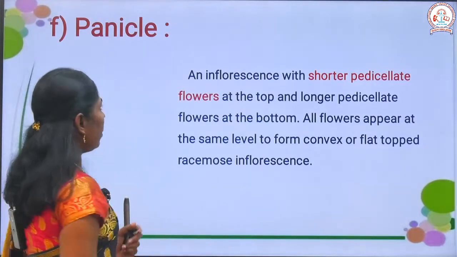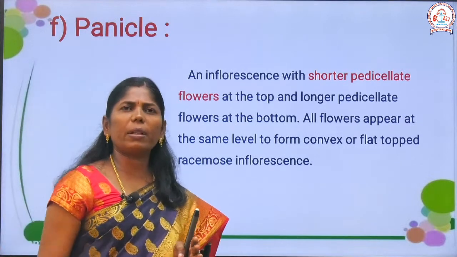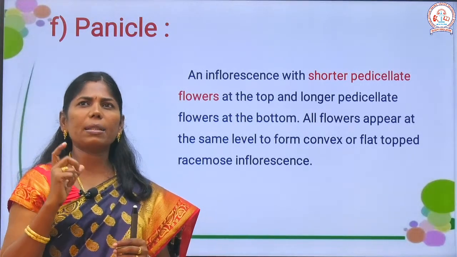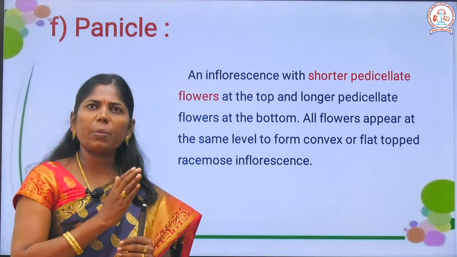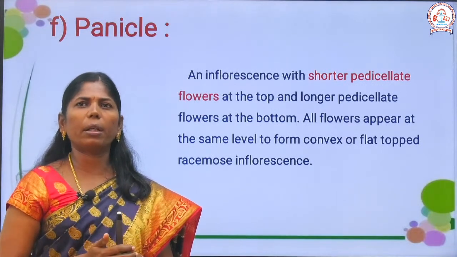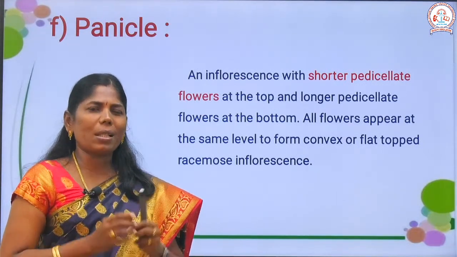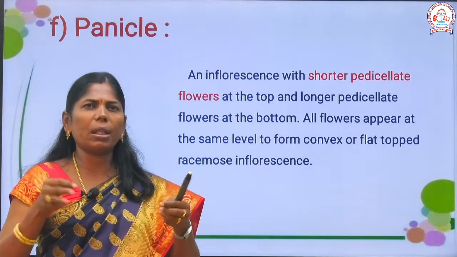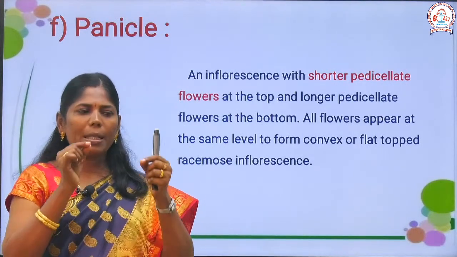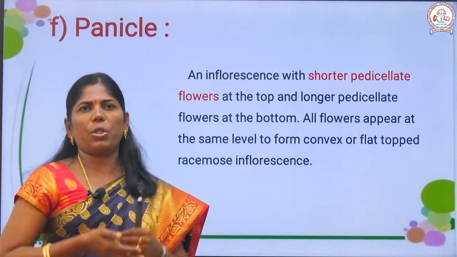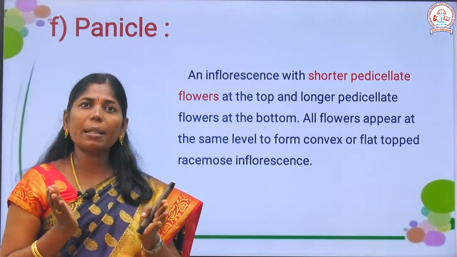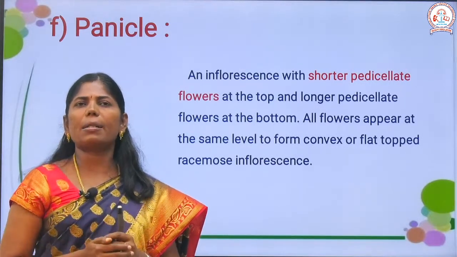Okay, what are the main characters of the panicle? Panicle has shorter pedicellate flowers. Okay, so what is the character of racemose? That is pedicellate flowers. Already we explained: long pedicellate in the basal region, short pedicellate in the upper regions. So long pedicellate has older flowers, short pedicellate has young flowers.